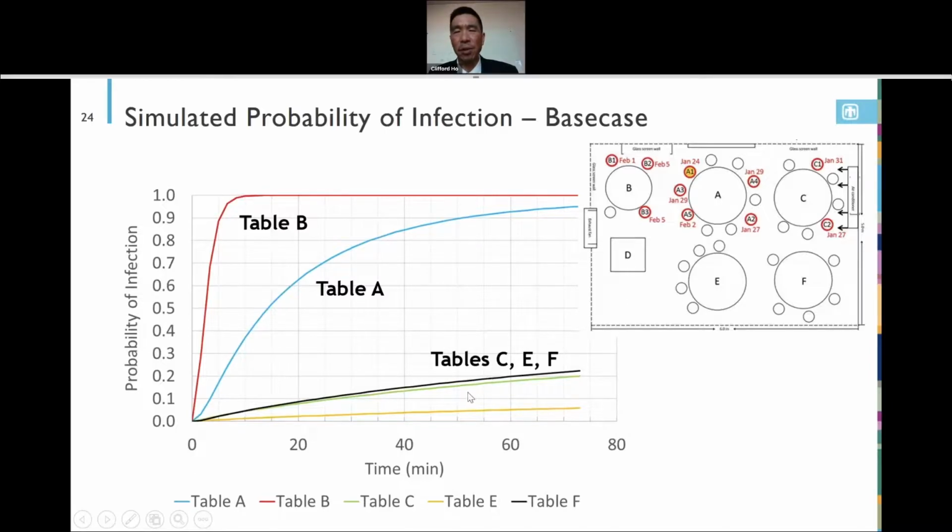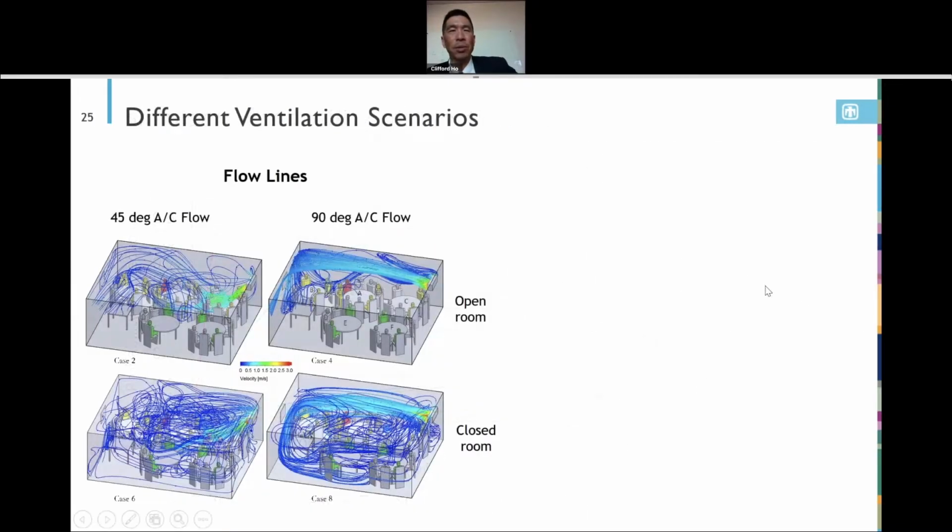Then tables C, E, and F are shown down here in the simulation with much lower probability, which corresponds to the actual case study. This gave me confidence that maybe my models are at least capturing some of the salient effects of what was actually observed in this Guangzhou restaurant. What I wanted to do next was evaluate different ventilation scenarios, do some sensitivity studies since I didn't have the exact parameters, and also look at potential mitigation scenarios.